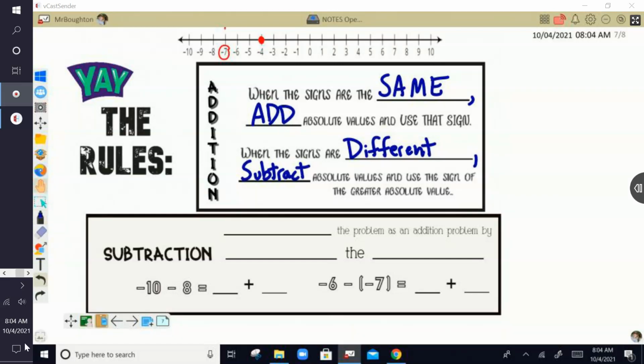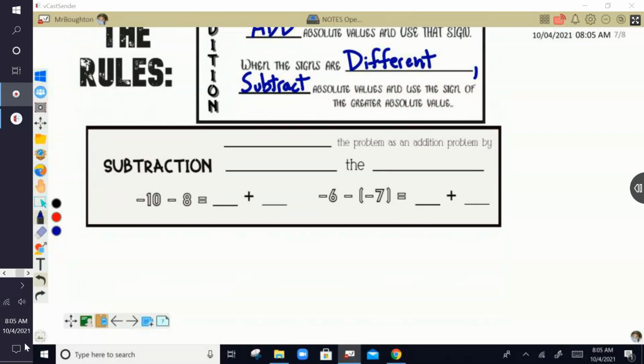Subtraction is going to be a very easy rule. We are going to rewrite the problem as an addition problem. That would be the simplest way. Instead of looking at a subtraction problem, let's just rewrite it so that we're looking at an addition problem. So we're going to rewrite the problem as an addition problem by adding the opposite. Remember those two words, adding and the opposite, because there are two changes to make.